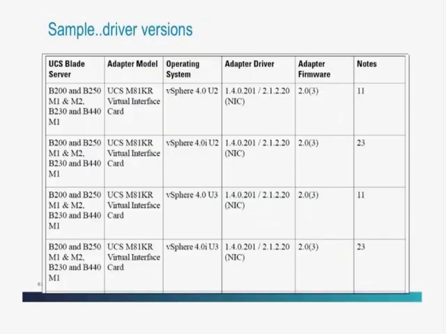For example, if you're using B200 or B250 M1, M2 blades with an M81KR VIC card and your operating system is vSphere 4.0, your adapter driver version should be this. This is your ENIC, for your Ethernet, and this is your FNIC, for your vHBAs. And this is the adapter firmware, from the UCSM point of view. This is from the OS point of view. So you need to be sure that your adapter driver is there.